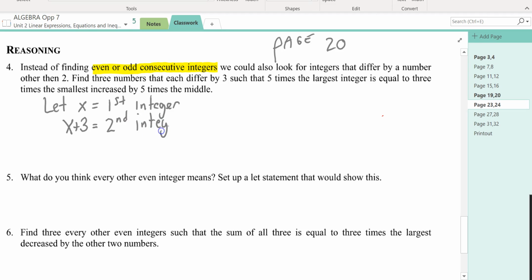So I'm adding 3. If I have the number 5, 3 more than that is 8. What's 3 more from 8? 11. Yep. So this is plus 6. X plus 6 equals my third.